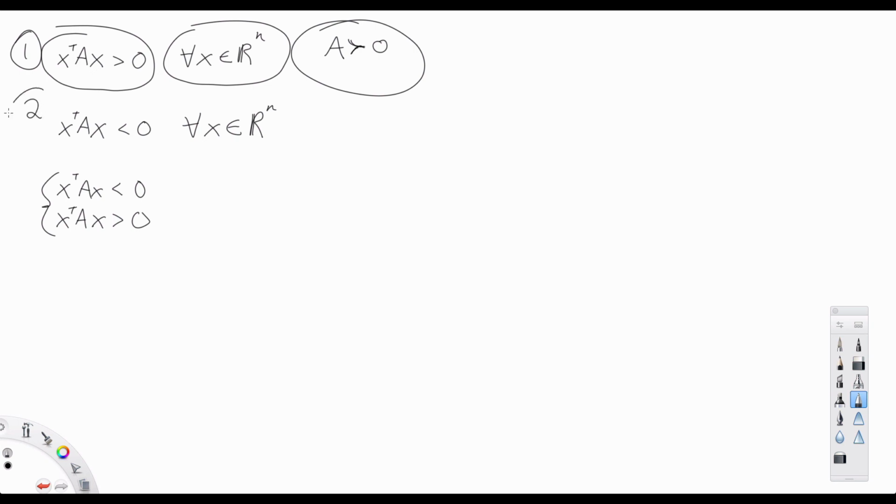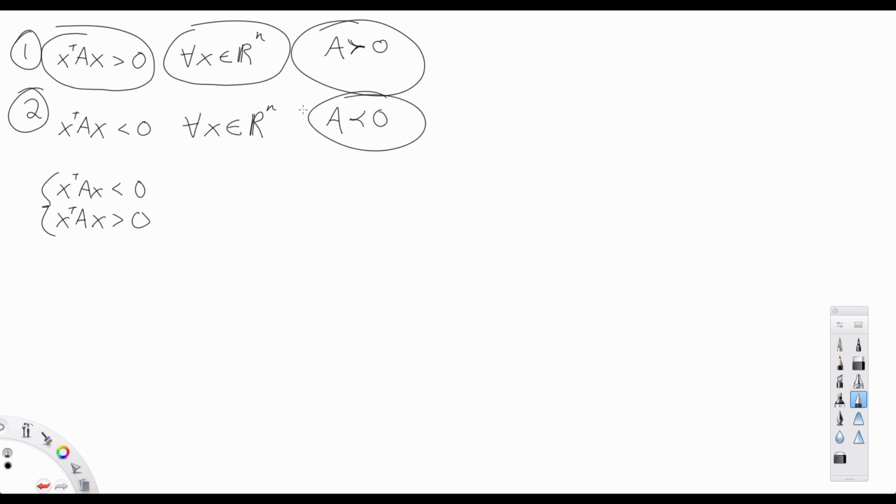And then number two, it's the opposite. If no matter what direction we move, the quadratic function decreases, then we say that this matrix is negative definite.